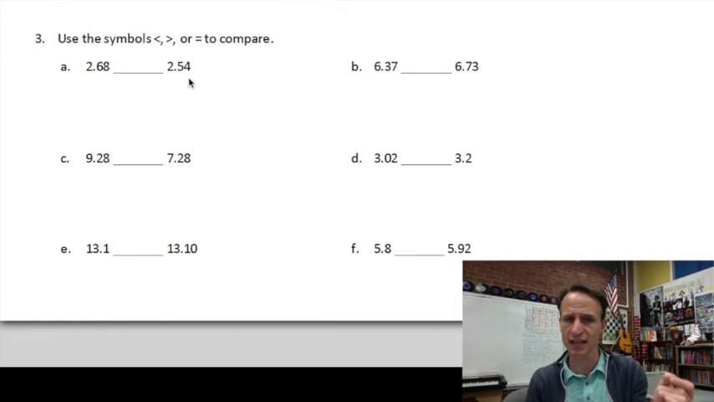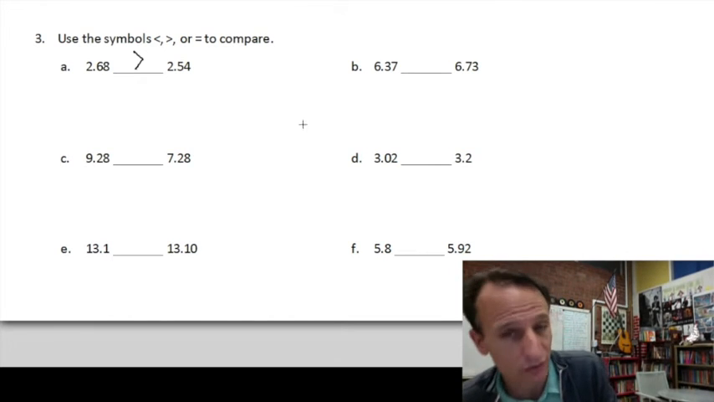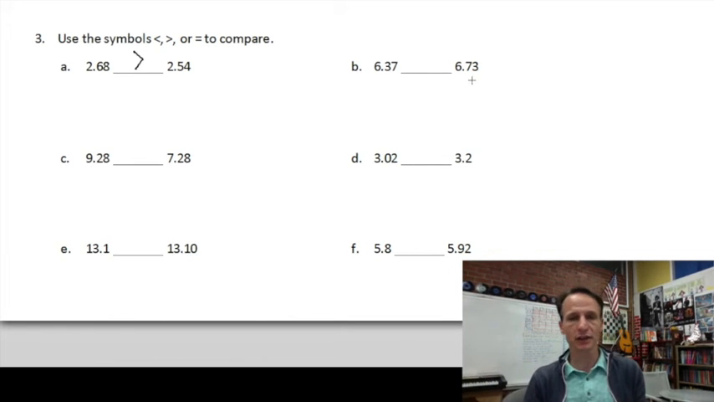2 and 68, 2 and 54. Yes, 68 is more than 54, right? Because we're talking about hundredths in both cases. Now here again, both numbers go out to the hundredths place. 6 and 37 hundredths, 6 and 73 hundredths. Well, 6 and 37 hundredths is going to be less than 6 and 73 hundredths. So that's a nice little less than.